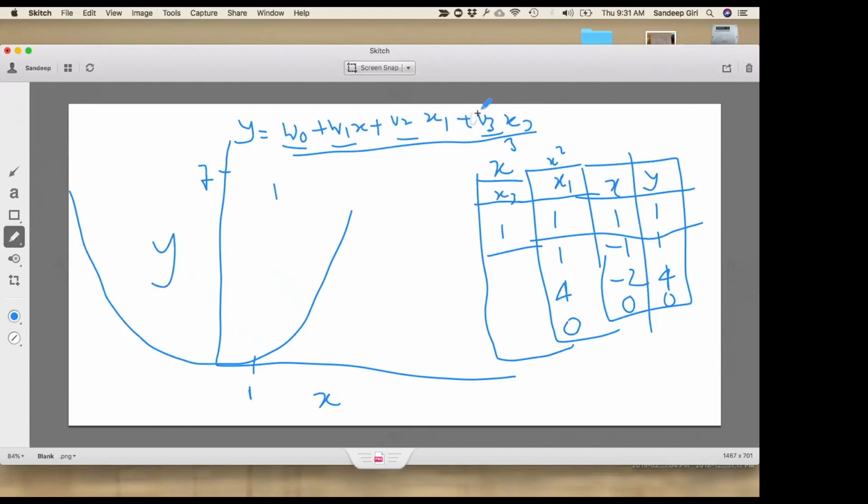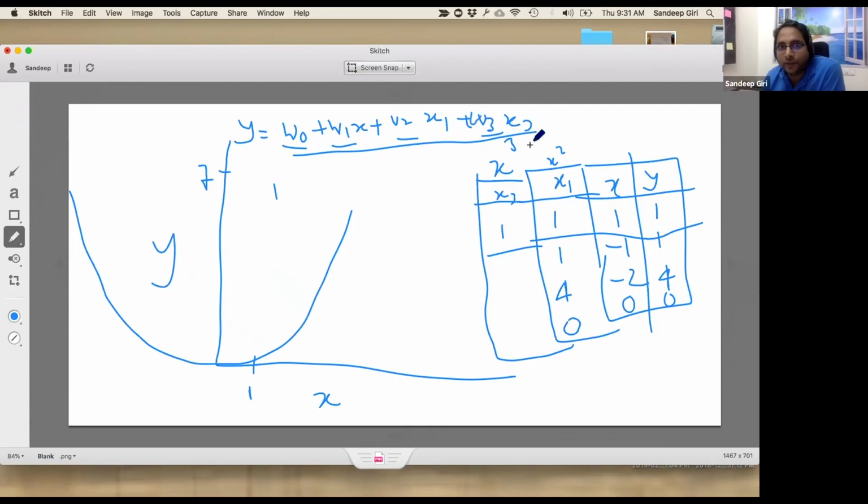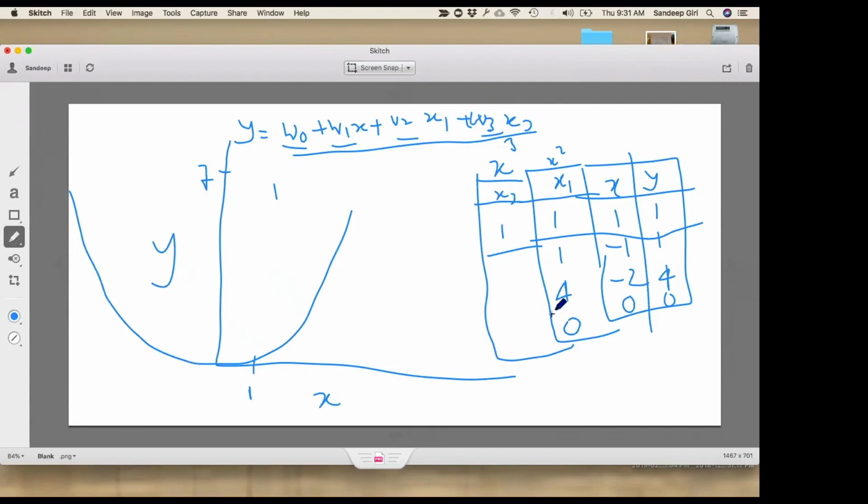Okay, let me go back. So till this point you are clear, right? Yeah, I know the two extra columns there. I understand that part. Why is y equal to this w1, w2?